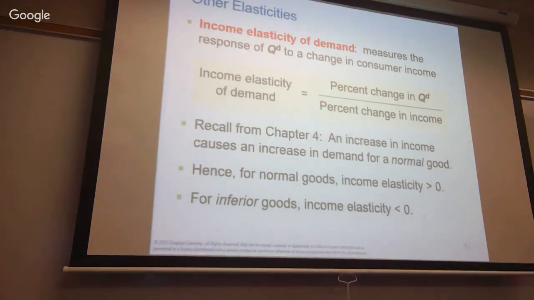More than 1 is a luxury good. Less than 1 is a necessity. You guys name some basic necessities you buy all the time. Water, okay. What else? Food, gas, milk, eggs.